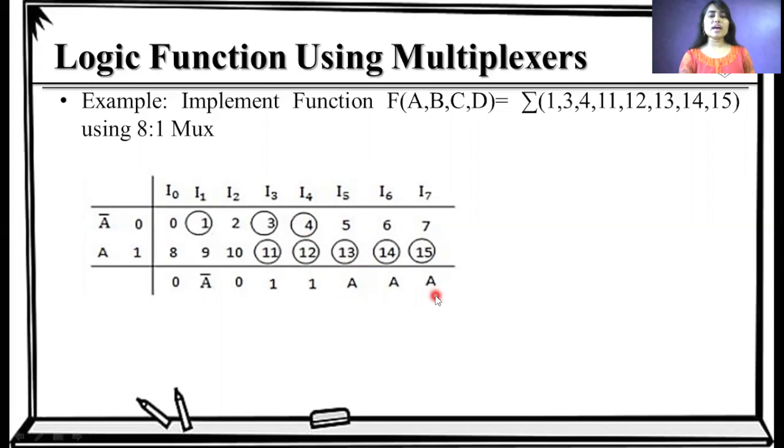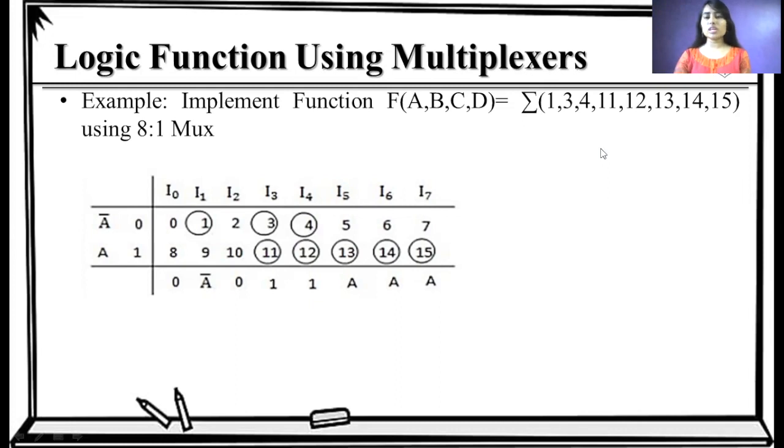So here we have the inputs for I0 to I7. I0 is equal to 0. I1 is equal to A dash. I2 is equal to 0. And similarly I7 is equal to A. So this is how we can make a table and calculate the inputs for a given logical function.